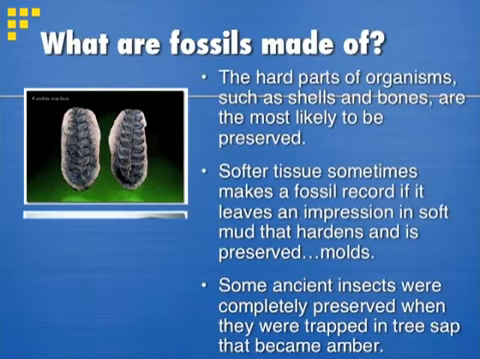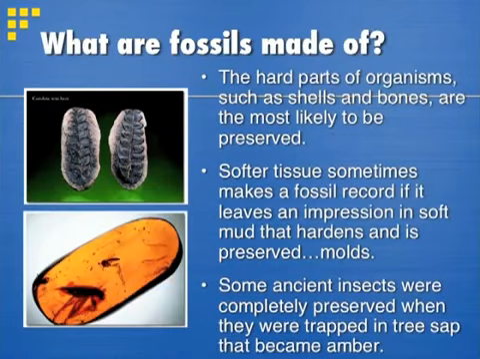So fossils are either hard parts of the organisms, like shells or bones, that are preserved, because those don't break down as easily as the softer tissue. But the softer tissue can make a fossil record when it leaves an impression. If you ever put your hand in cement before it dried and created a mold of your hand, those are still fossils. It's just because it leaves a record that something was there.